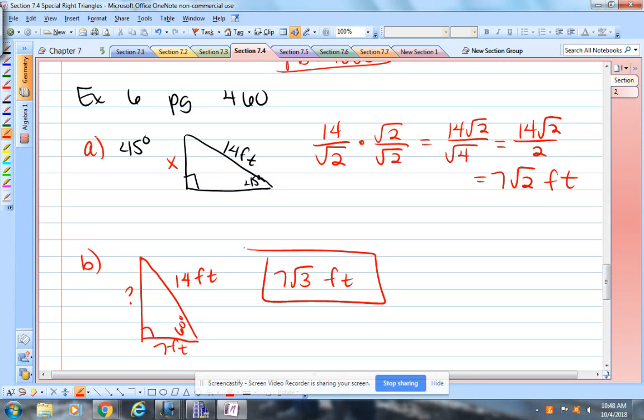Does that make sense? Y'all see how we got the short leg? The short leg in a 30, 60, 90 is hypotenuse divided by 2. And then to get the long leg, you just multiply that number by radical 3. Does that make sense? How are we going to get good at these, y'all? We're going to practice.